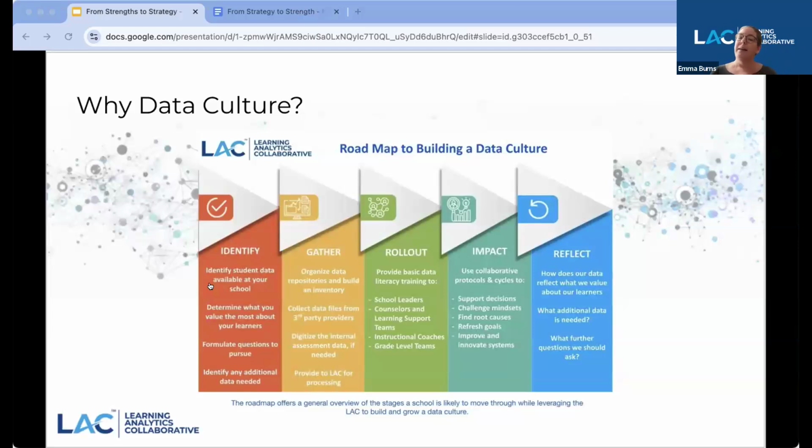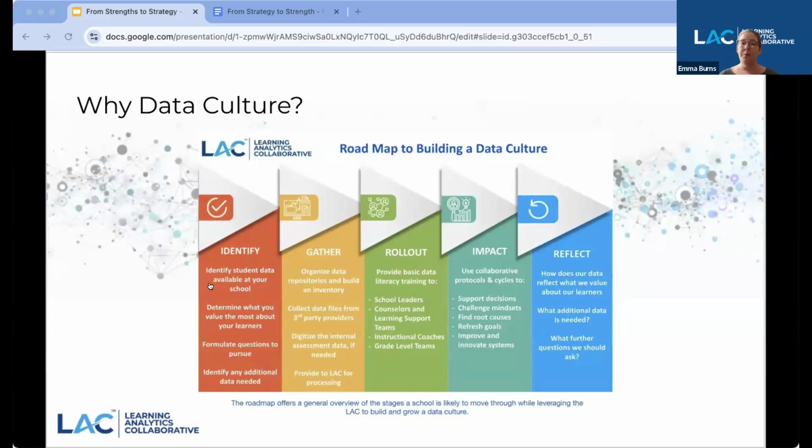What I've realized in my year of working with the LAC is that this roadmap is not linear. The data culture building is always a work in progress. And that's certainly something that we've heard in all our discussions this week. And of course, we're using that reflection piece as a tool all the time because we're looking backwards and we're looking forwards. And we need to be really strategic in how we build that data culture.